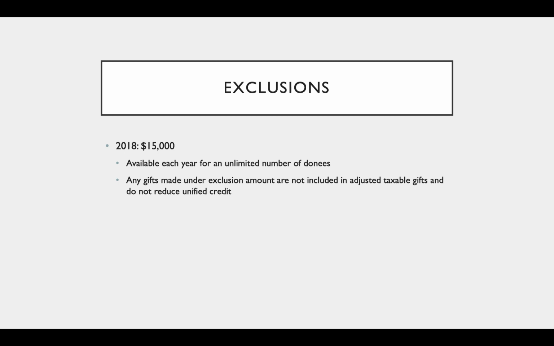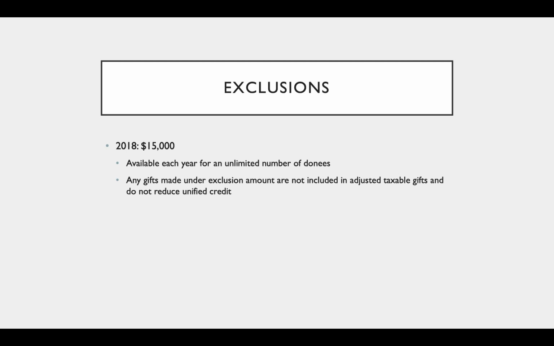For the gift tax, we have certain exclusions. The first we're going to talk about is the annual exclusion, and we've mentioned this before, but it's $15,000 in 2018. It usually changes every year. It usually is increased a little bit every year. This is available each year for an unlimited number of donees, and any gifts made under the exclusion amount are not included in adjusted taxable gifts and do not reduce the unified credit.